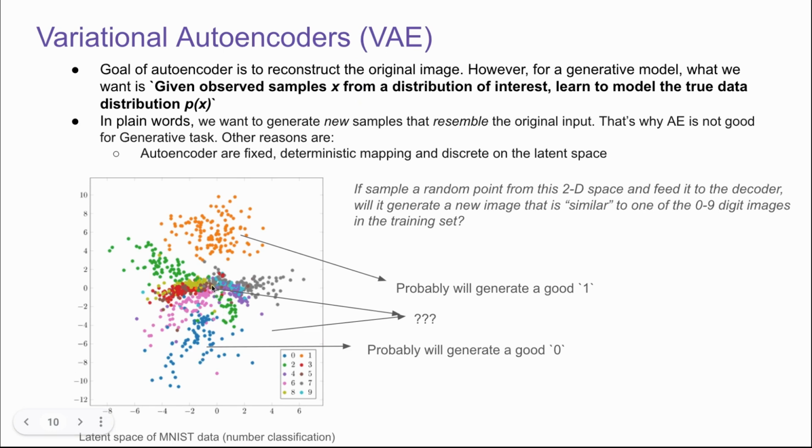However, if we pick a point here, it's going to be very messy, and we probably don't have a way to determine what is the best number it can generate. So that's why plain autoencoder is not good for generative model. That's why we want to have variational autoencoders.